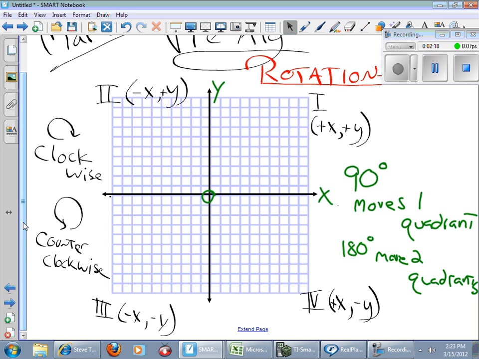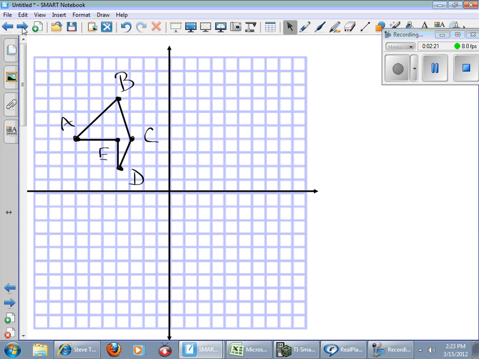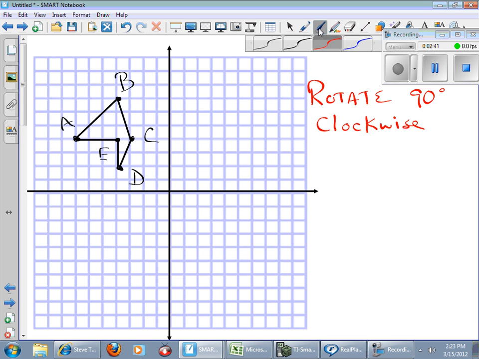All right, now I'm going to jump over here. And I am going to rotate this shape 90 degrees clockwise. I have to tell you all this. Rotate 90 degrees clockwise, otherwise you can't do it. Okay, and I'm going to note the coordinates here.